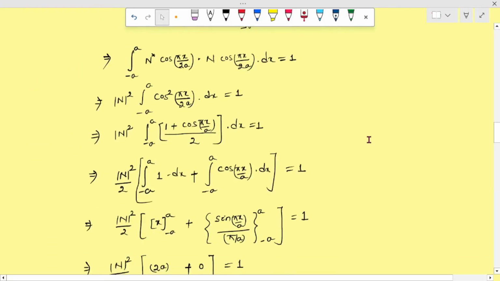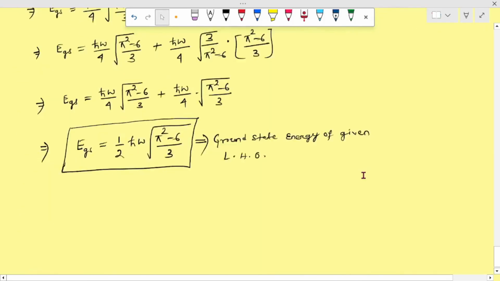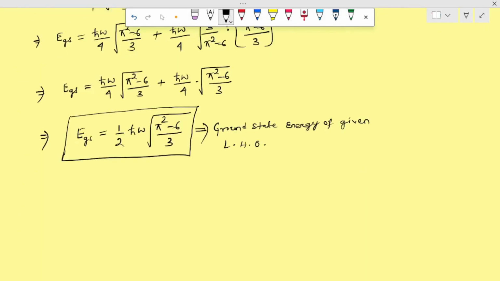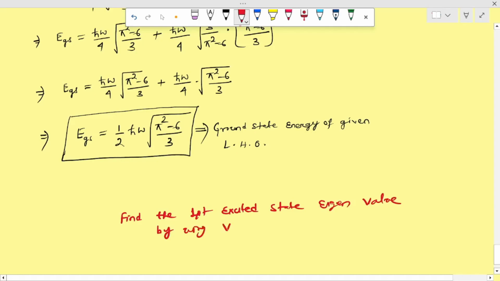So here I am going to stop today's discussion. In our next class we are going to discuss finding the first excited state eigenvalue, or energy eigenvalue, by using the variational method. One question we are going to solve on this topic: how to find the first excited state eigenvalue by using the variational method.